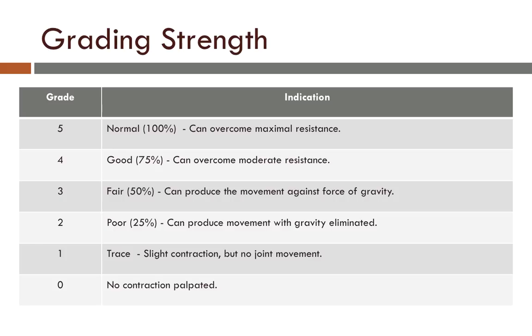When you are grading strength, you will use this scale. A grade 5 strength indicates normal movement, where the person can overcome maximal resistance in that movement. A grade 1 will indicate a very slight contraction, but there is no movement with the associated joint.